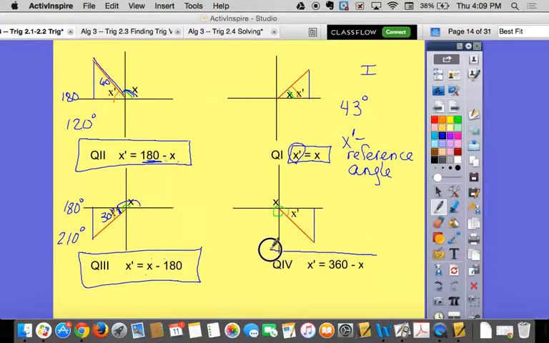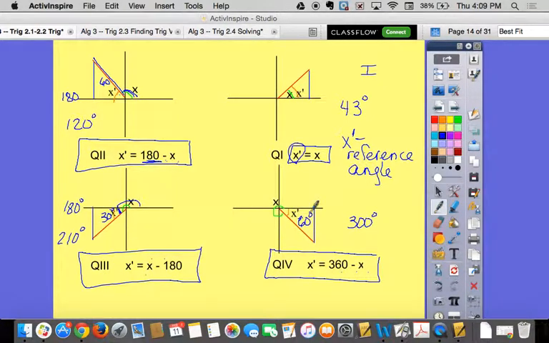Fourth quadrant is the only one that uses 360. So if I say, well, I've got 300 degrees. 300 degrees lands in the fourth quadrant. So you can say 360 minus 300. If you subtract those, you do get 60 degrees.